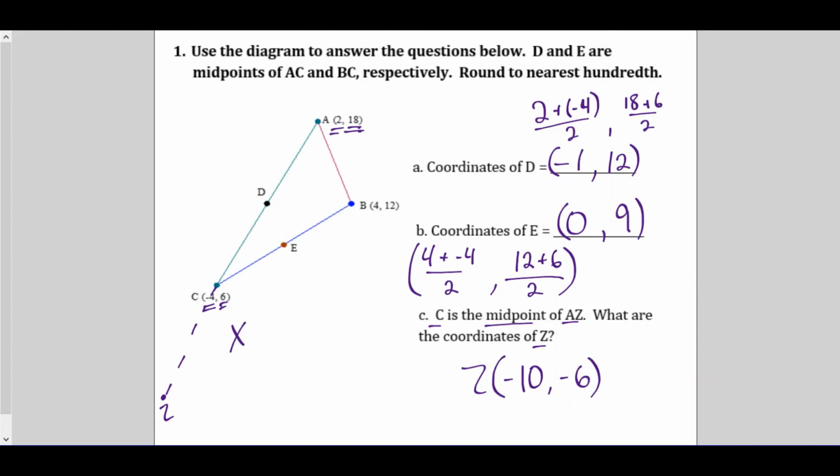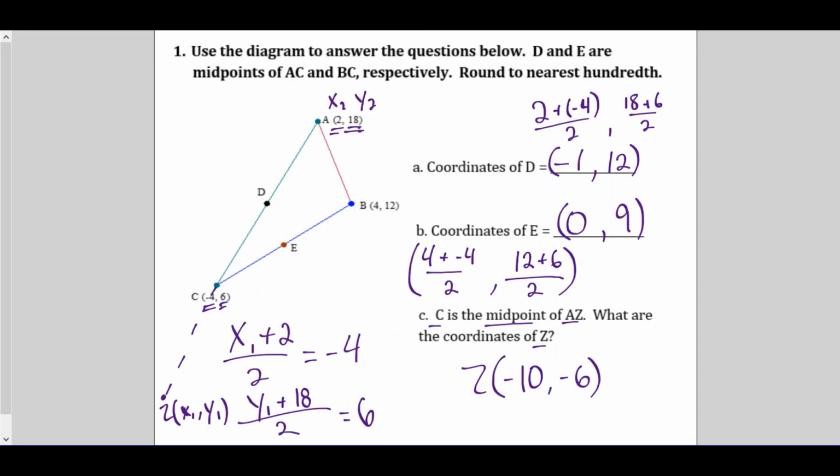So I'm going to say x1, I guess I'm using this as x1 and y1, plus 2, which is my x2 and y2, divided by 2. That equals -4, and y1 plus 18, which is my y2, over 2 equals my midpoint for the y coordinate, which is 6.